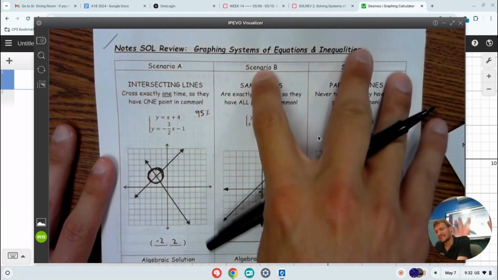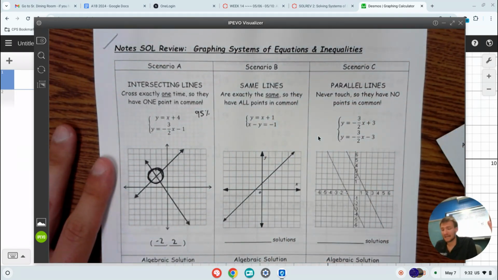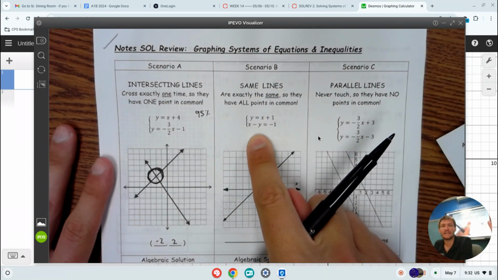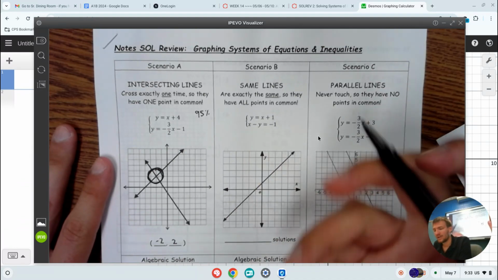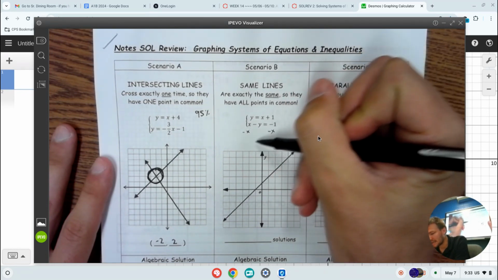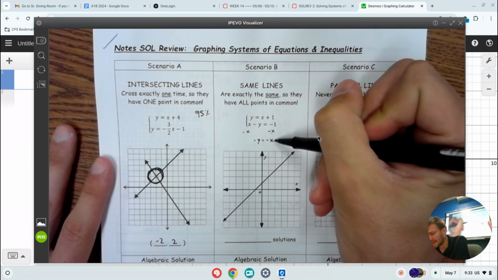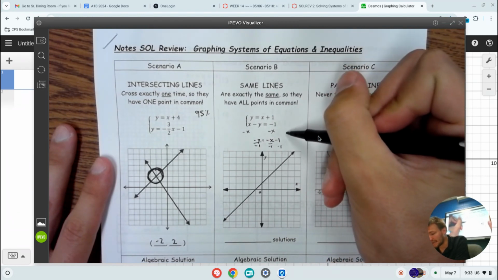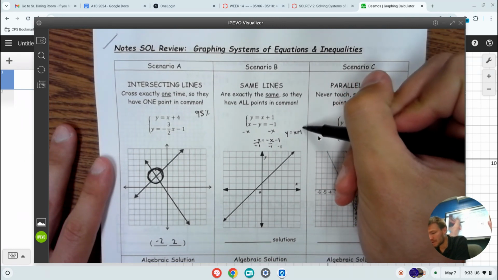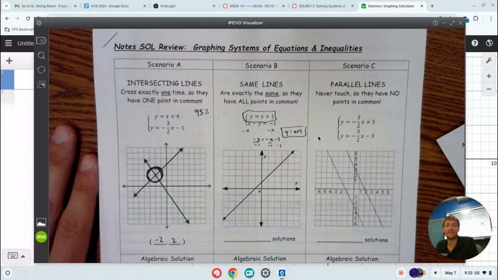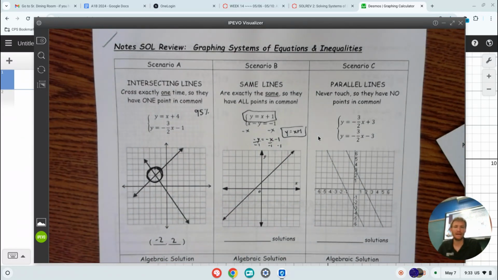Now for the second scenario, we end up with the same lines. Even though these two lines don't look right now like they are the same, they are the exact same. So, if we do some math and maybe we subtract x to the other side, then we'll have negative y equals negative x minus 1, and then we can divide by negative 1, and we'll get y equals x plus 1. And guess what? These two equations, they're literally the same exact equation. Sorry my handwriting is a little messy.